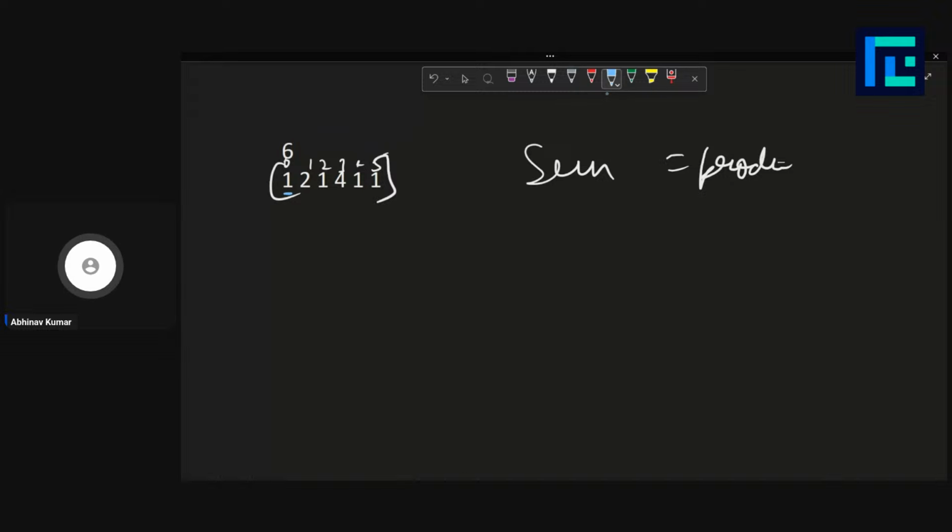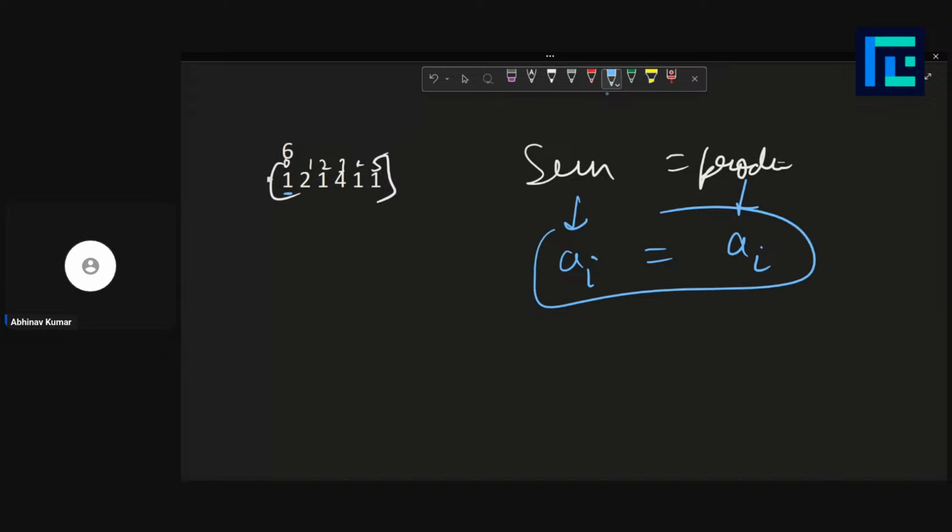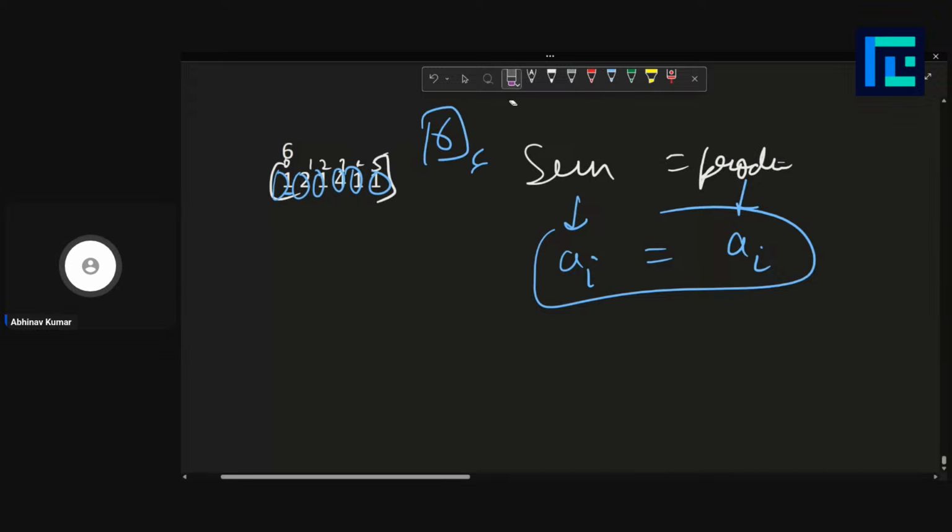Let's check for this. Any subarray of size 1, if it has only one element, its sum would be A[i], its product would be A[i]. So they would be equal for sure. So these 6 single element subarrays would add to the answer for sure. Okay, they would be my answer for sure.